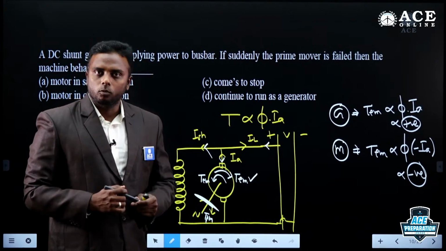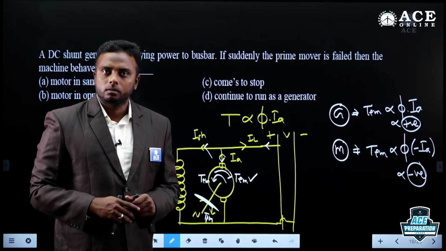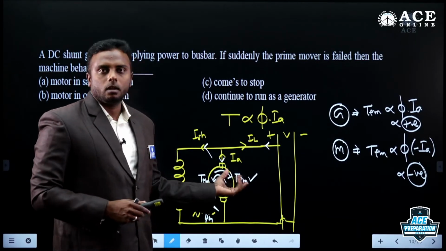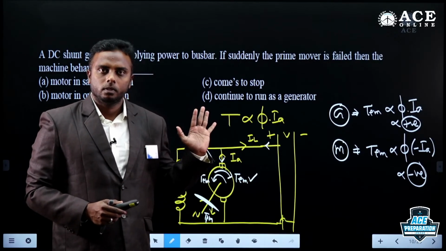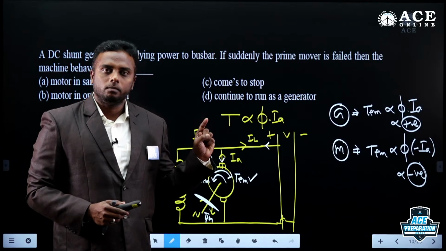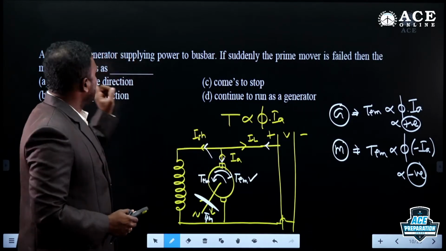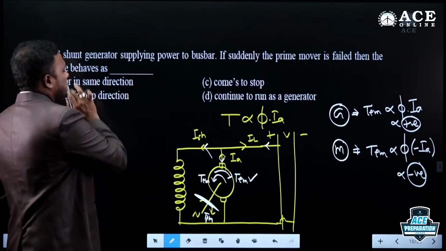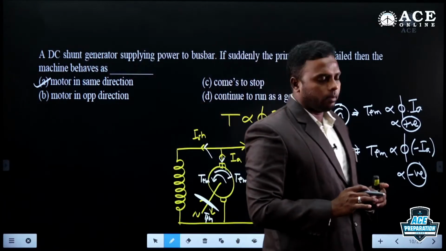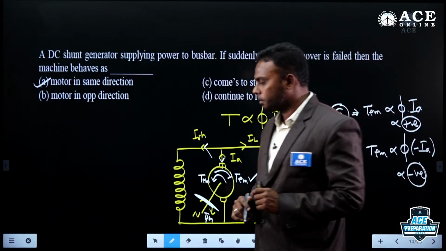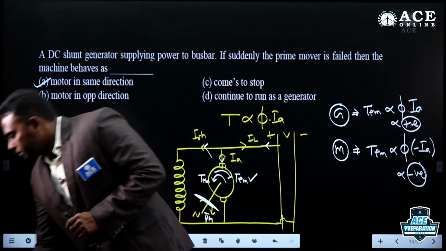Now tell me, in what direction does the motor rotate? In the direction of torque. What is the direction of torque? Clockwise. That's why the motor also rotates in the same clockwise direction. Previously how was the generator rotating? Clockwise only. Therefore, it works as a motor and rotates in the same direction as the generator. Okay, is this question clear to all of you?